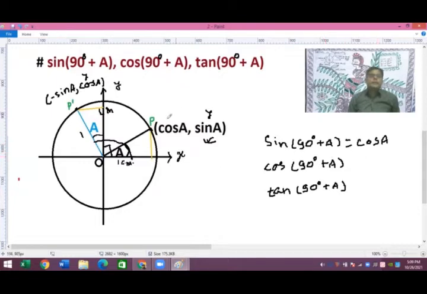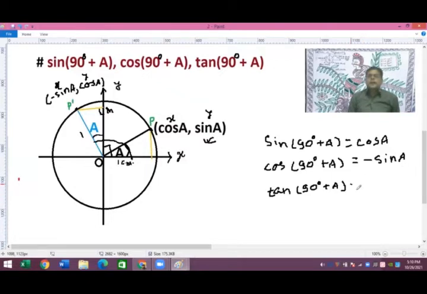Now what happened to the X coordinate, when it was A and now when it is 90 plus A? That cos A has turned to negative sine A. So we can write that cos of 90 degrees plus A equals minus sine A, and you know that only sine and its reciprocal are positive in the second quadrant and the rest are negative. So the value of cos in the second quadrant is negative sine A.